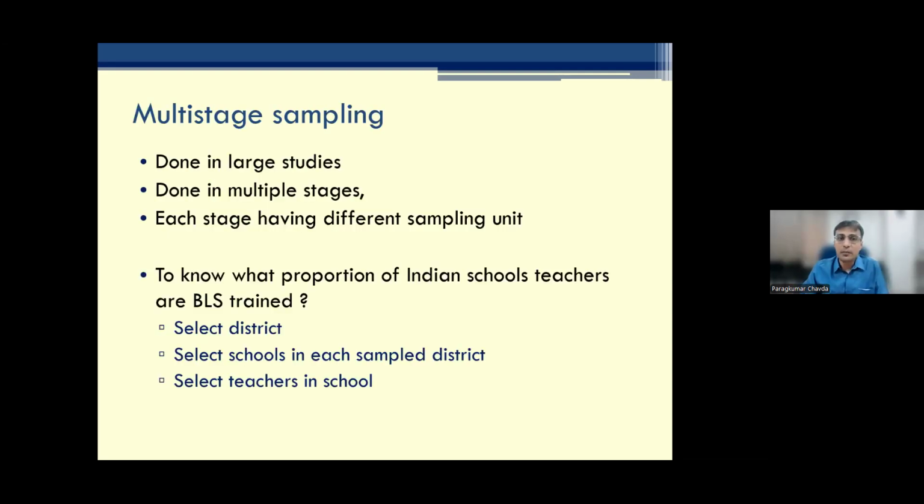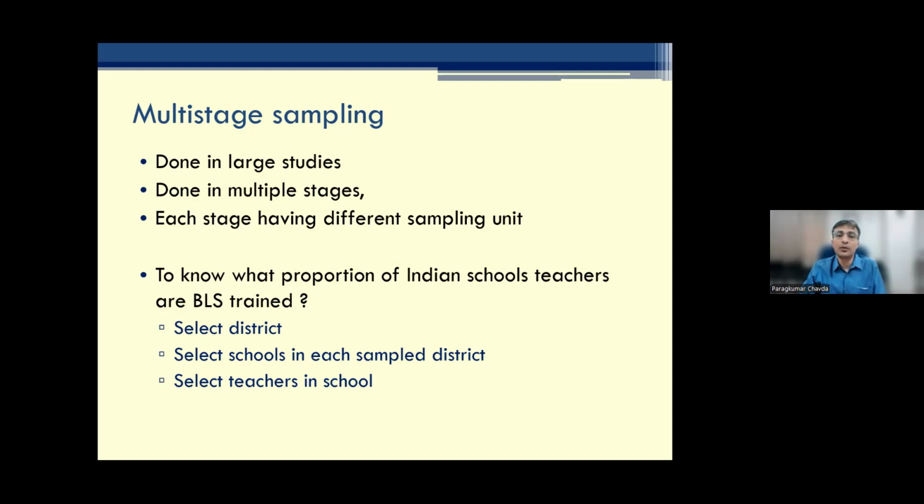The other sampling method is multi-stage sampling, where we do not take the entire sample from the same sampling frame, but we go deep. That's done in larger studies in multiple stages, and each stage has a separate sampling frame. We commonly do this in community medicine. So say, for example, I wish to find out what proportion of Indian school teachers have the ability of working as a bystander for giving first aid, right?